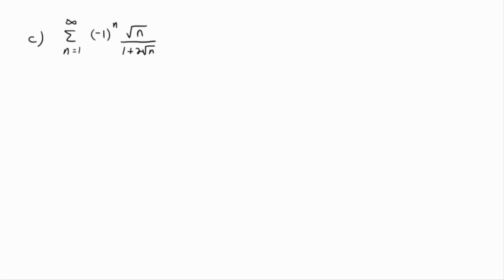All right, so we have in this one, same directions. Does it converge? Sum n equals 1 to infinity, negative 1 to the n, square root of n divided by 1 plus 2 times root n. Okay, so you guys tell me, what do we write down first? Bn. What is Bn? Right, square root of n divided by 1 plus 2 root n.